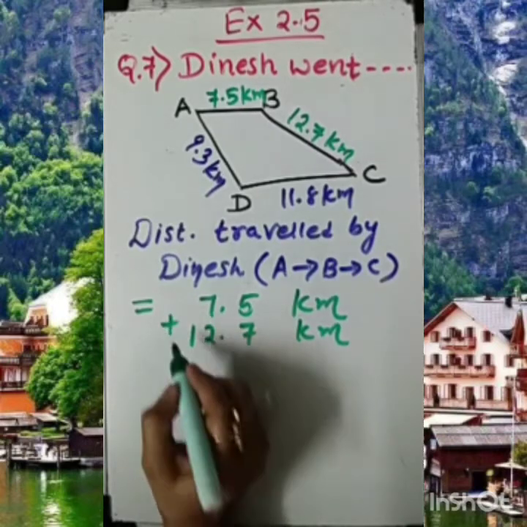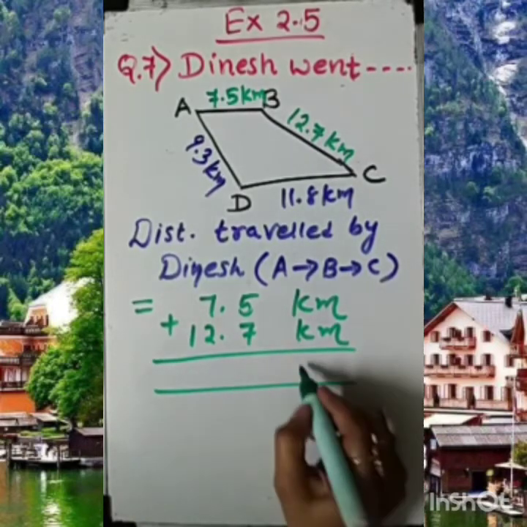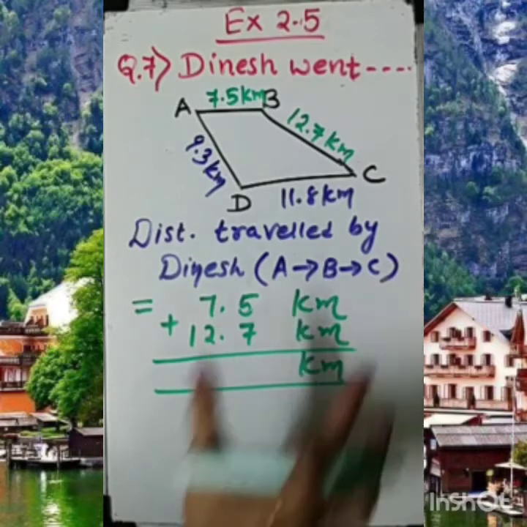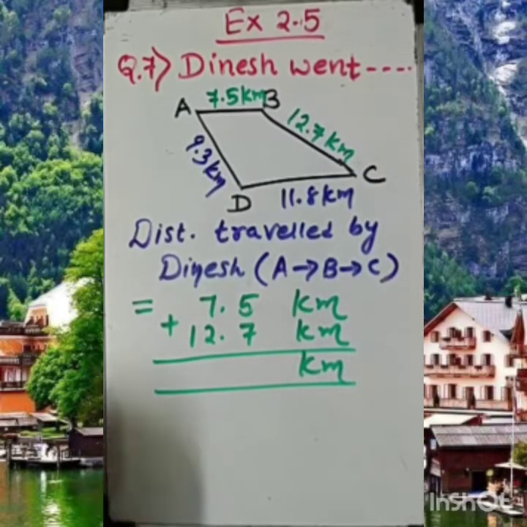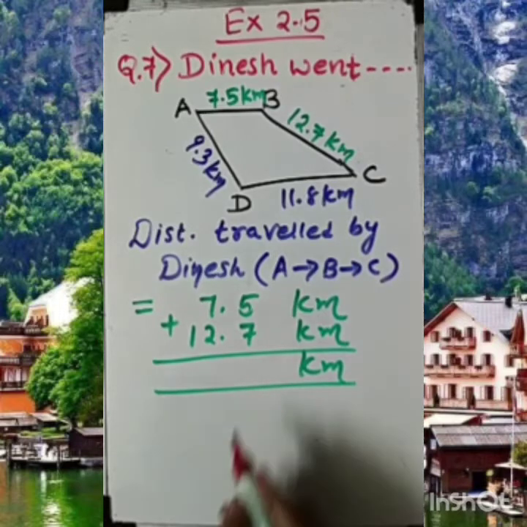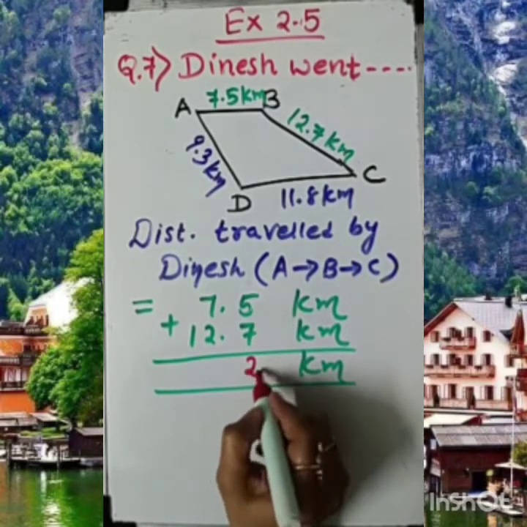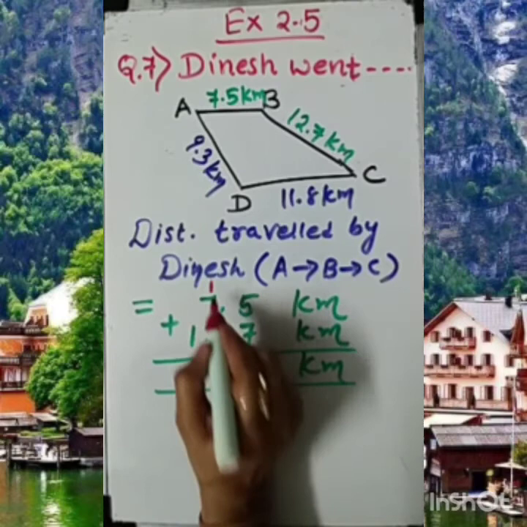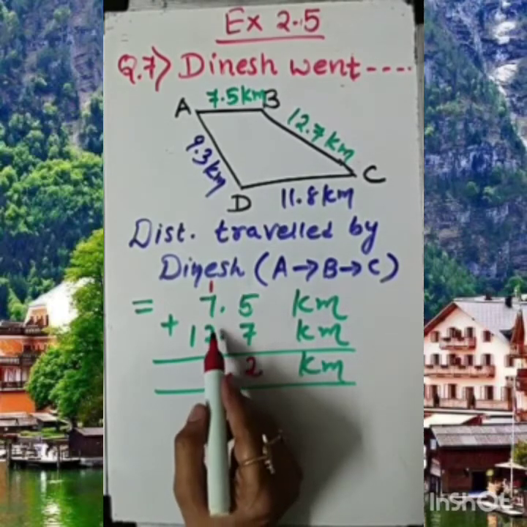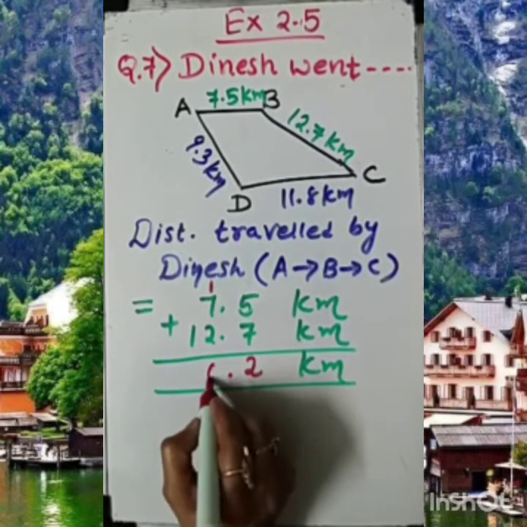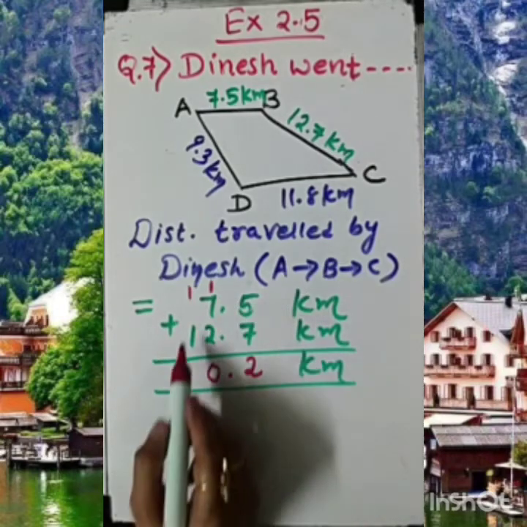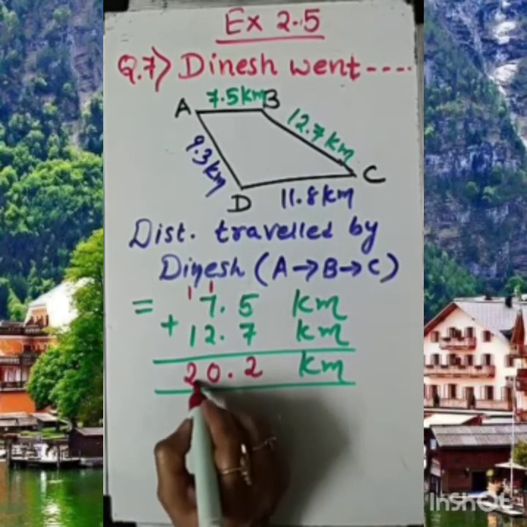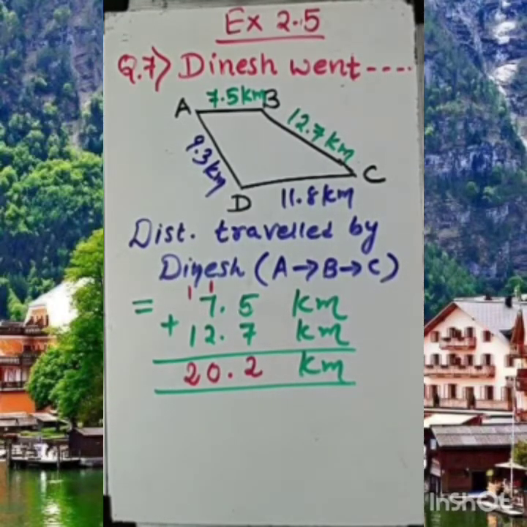Now let's add both. If you are comfortable adding horizontally, that is also well and good, but the answer should be correct. 5 plus 7 is 12, 2, 1 carry over. 7 plus 1, 8, 8 plus 2, 10, 0. Again 1 carry over. 1 plus 1 is 2. So the answer is 20.2 kilometers for Dinesh.